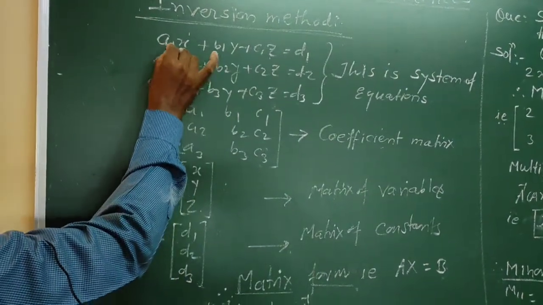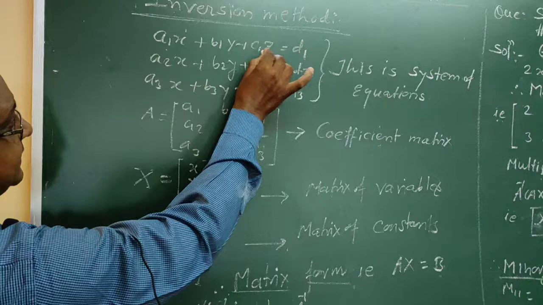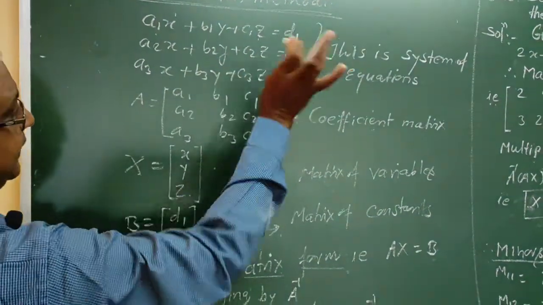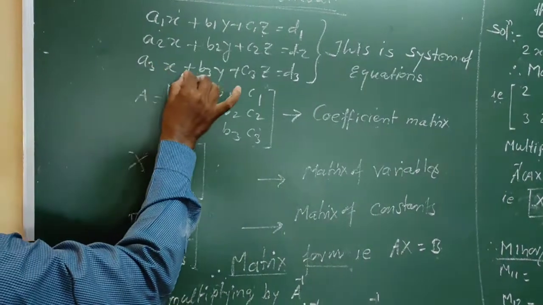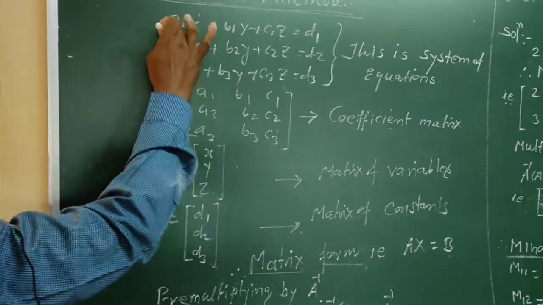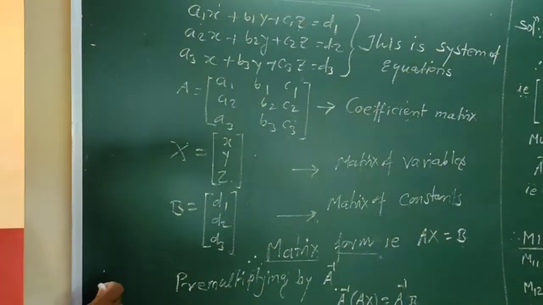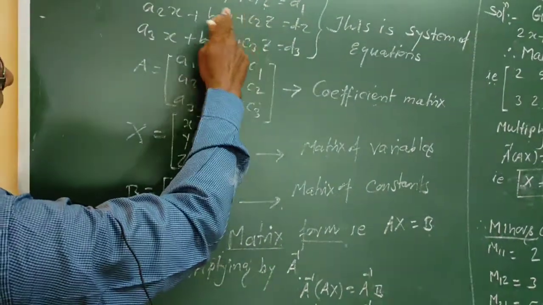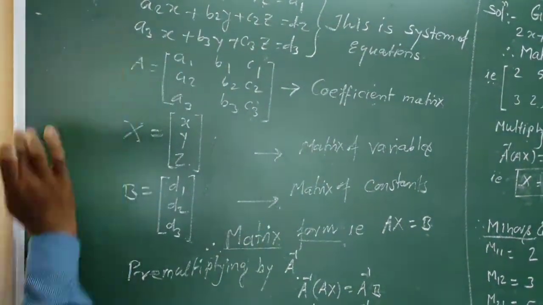So in general form, a1x plus b1y plus c1z is equal to d1, a2x plus b2y plus c2z is equal to d2, and a3x plus b3y plus c3z is equal to d3. When there are two or more equations, it is called a system of equations. So here in general form, this is the system of equations.